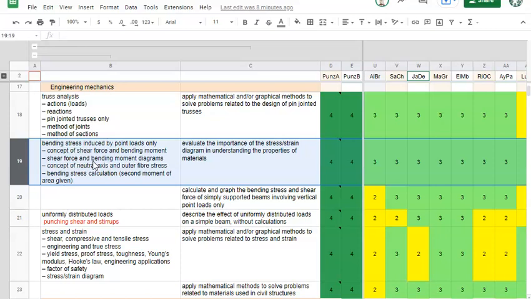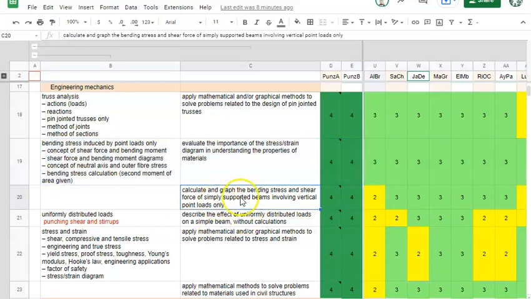We'll talk about that in a second. But what you need to do, if you want to get more than 90 in the subject, is you really need to be able to calculate maximum bending moments. Okay. It says here in the syllabus very specifically that they can only ask you questions about simply supported beams involving vertical point loads only.